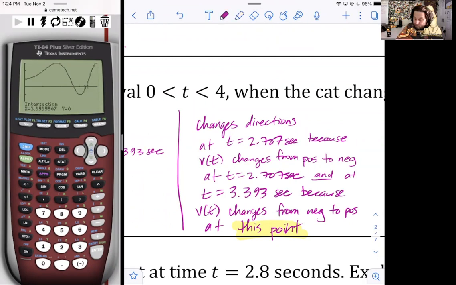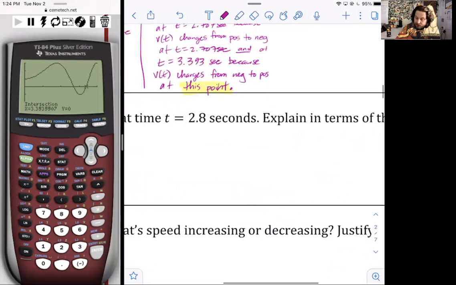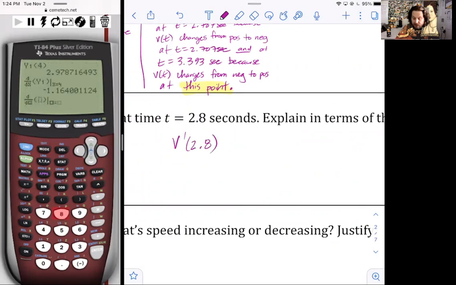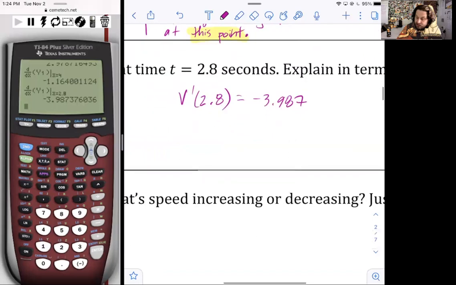Okay. So it's more than just, again, the velocity equaling 0 for something to change directions. What's the acceleration at 2.8? So v prime of 2.8, that's all you would need to show. And then we go to the home screen, math 8, derivative with respect to x of alpha trace number 1, and then at 2.8. And we get negative 3.987. Explain what this means in terms of the cat's velocity.